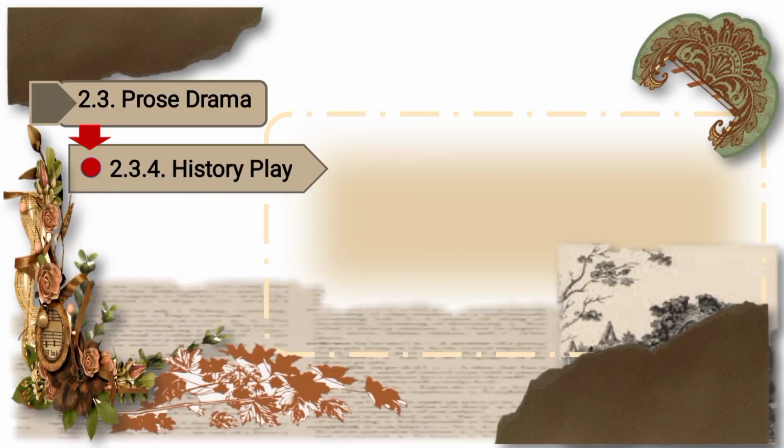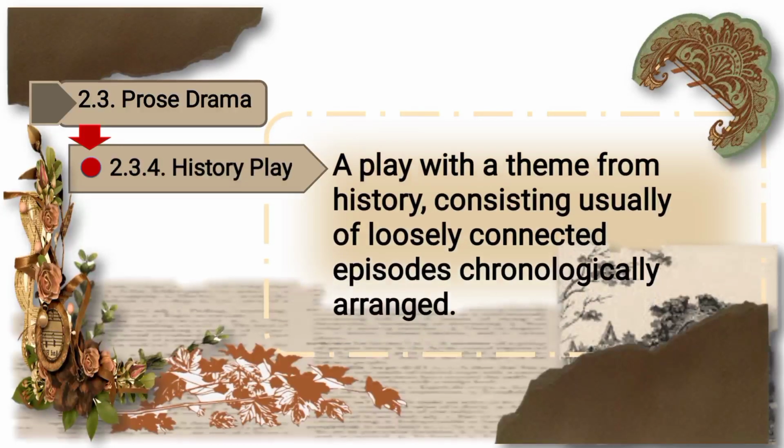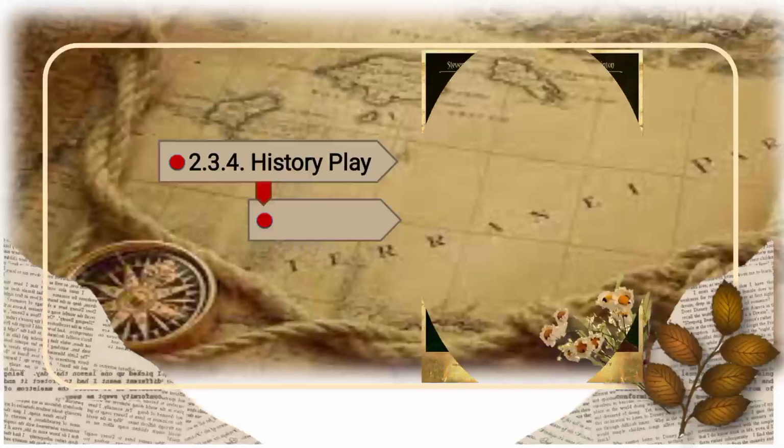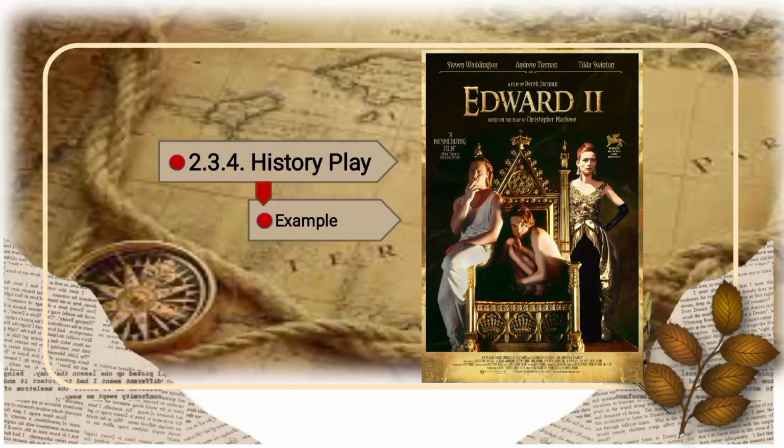Next is the history play. It is a play with a theme from history, consisting usually of loosely connected episodes chronologically arranged. Also known as the chronicle play, it often emphasizes the public welfare by pointing to the past as a lesson for the present. An example of this is Edward II by Christopher Marlowe.